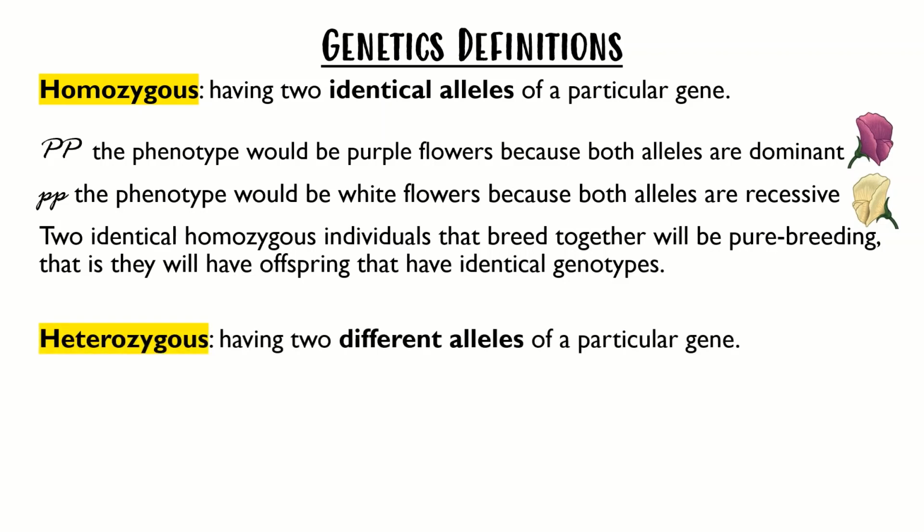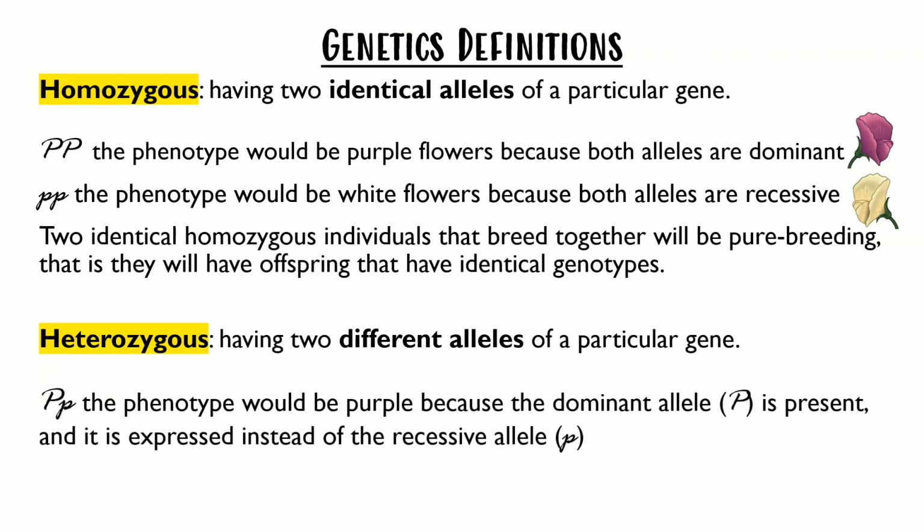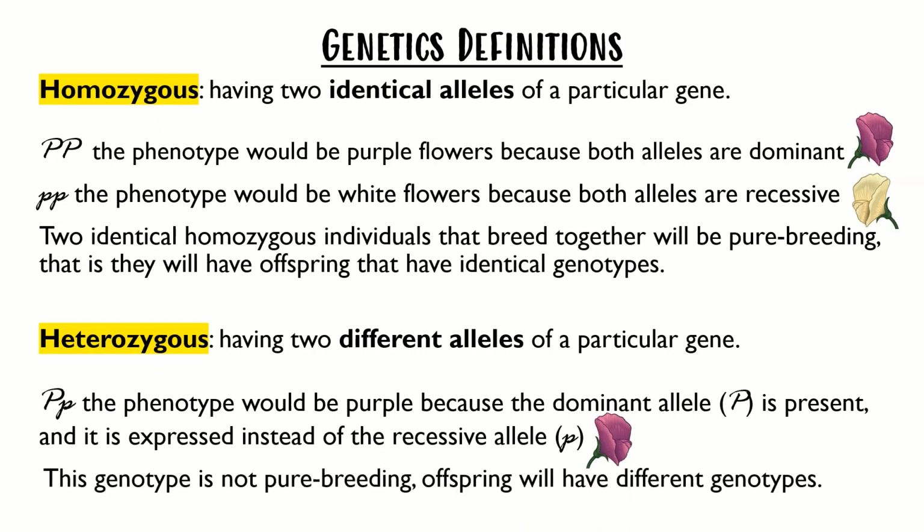Heterozygous is having two different alleles of a particular gene. So capital P, small p. The phenotype would be purple because the dominant allele, capital P for purple flowers, is present and is expressed instead of the recessive allele, small p. So they would have purple flowers. The genotype is not pure breeding, so offspring of this genotype, capital P, small p, would have different genotypes.